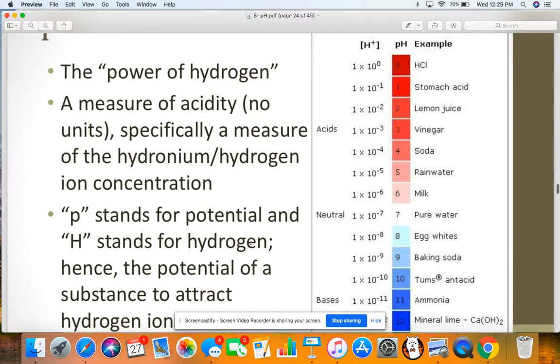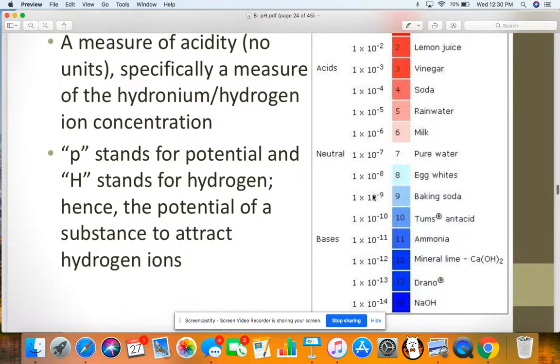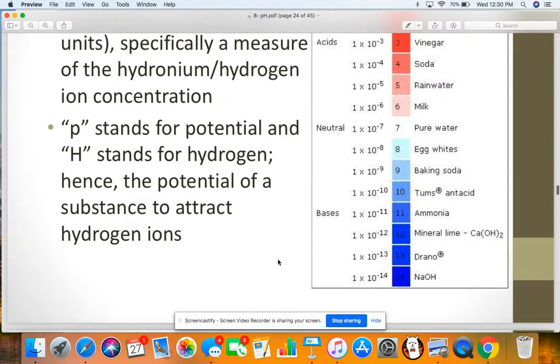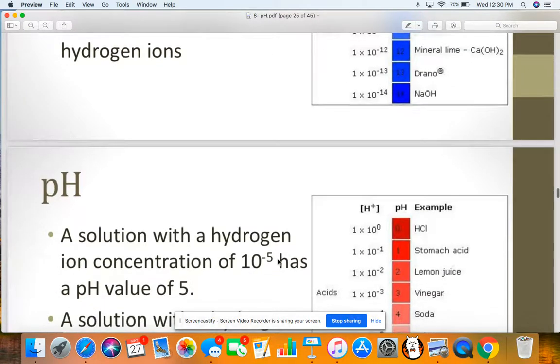Here's the issue with the pH scale. These numbers are so small, they actually really don't mean anything to you. If I said that a substance has 1 times 10 to the negative 14 concentration of hydrogen ions, it wouldn't mean anything to you. So we actually mathematically play with pH to make it a number that's easier for you to understand.